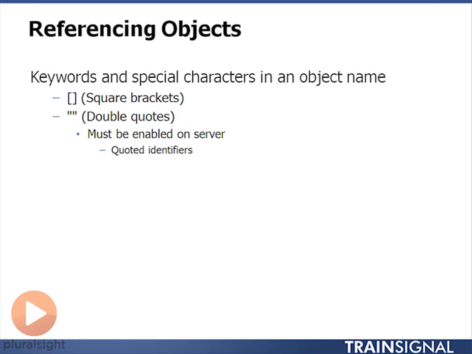The thing about double quotes, however, is that it must be enabled on the server by using what's known as quoted identifiers, so it's an option, so it might not actually be there. As a result, you'll notice most people use square brackets, and I recommend that as the best practice if you're needing to put that around an object.